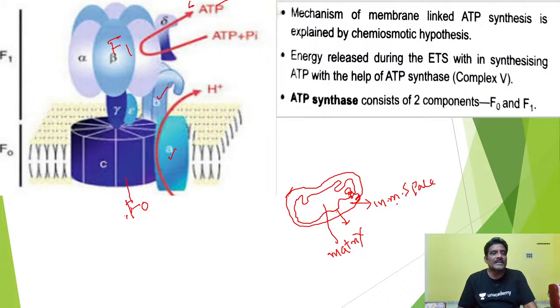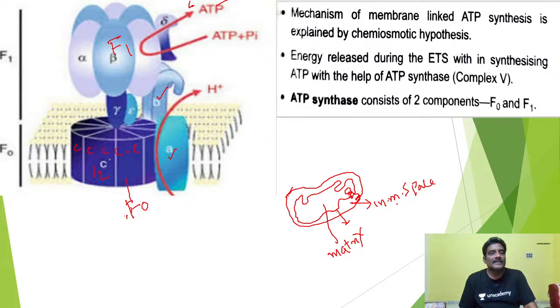If you observe the F0 part here, 12 protein subunits are present. All are C subunits like this. Out of 12, 10 are present in the F0, and 2 protein subunits help in the connection of this F0 with the F1. Here you see this is the connective link. So F1 and F0 are held together by A and B subunits. This is the A subunit, this is the B subunit.